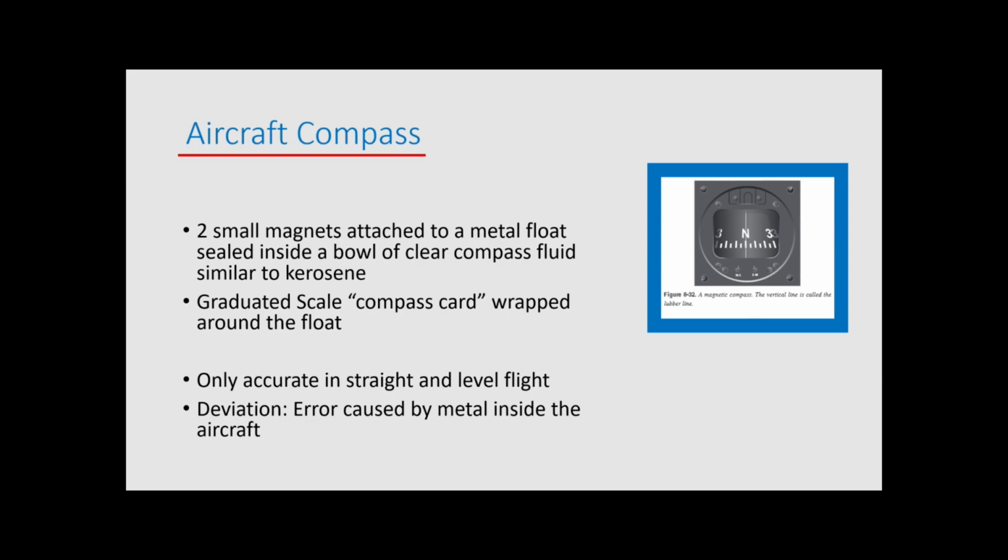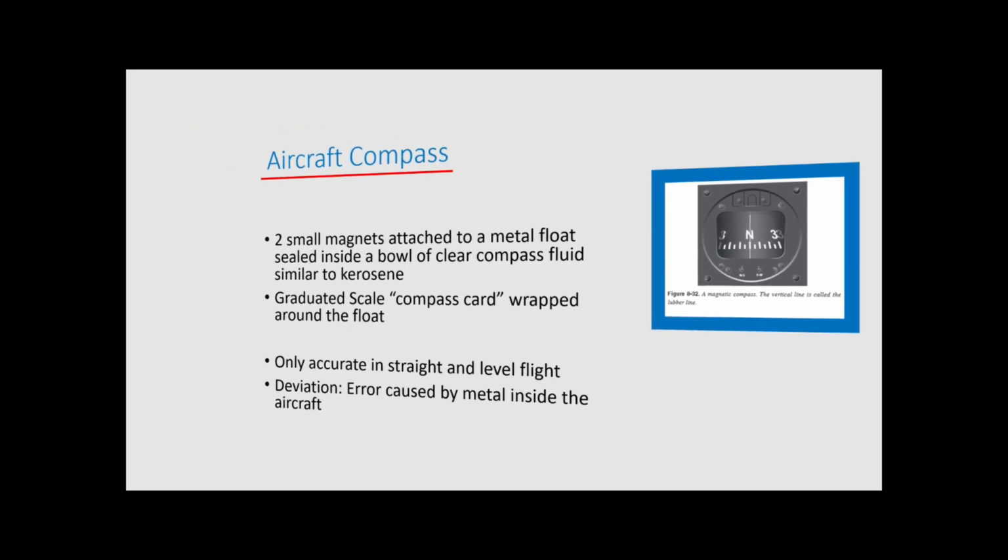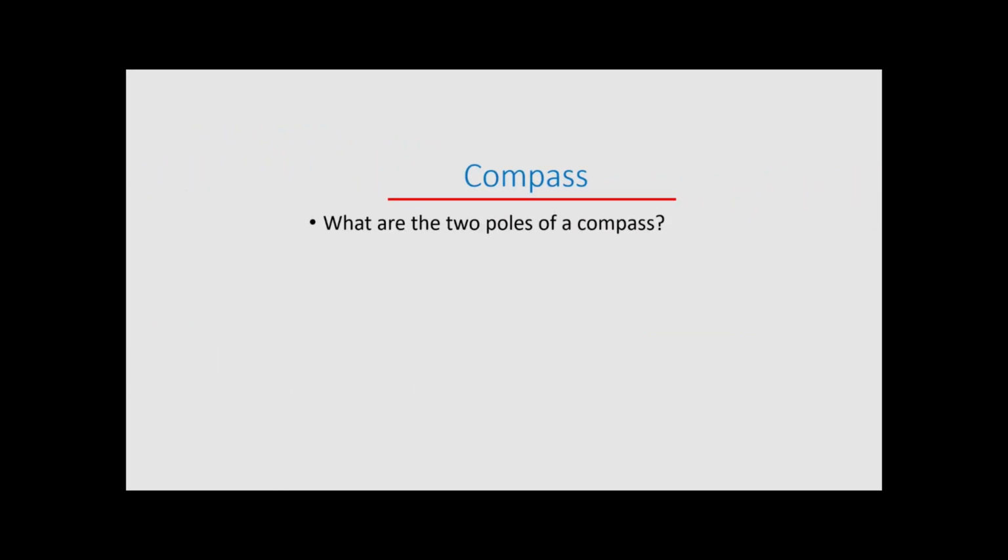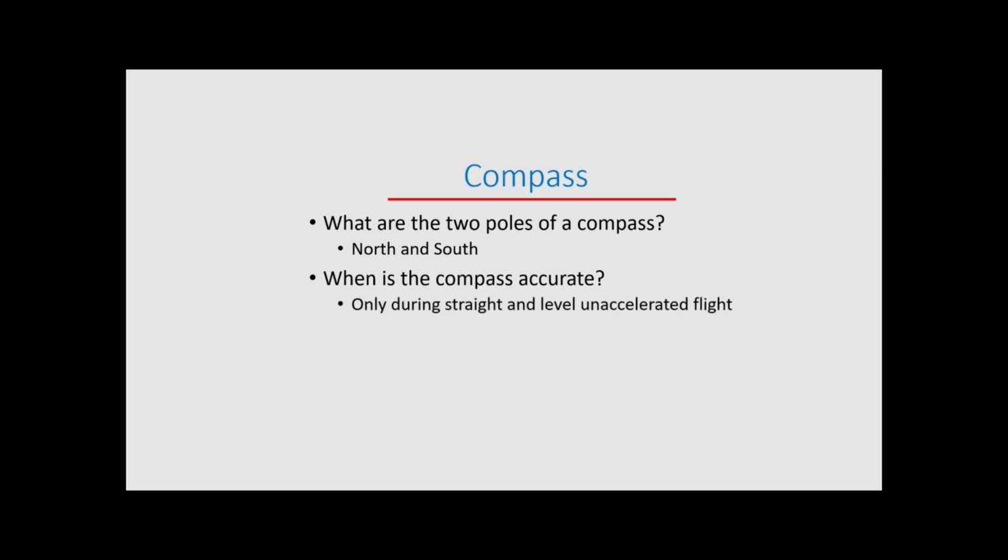The compass consists of two small magnets attached to a metal float sealed inside a bowl of clear compass fluid similar to kerosene. There is a graduated scale compass card wrapped around the float. Remember that the compass is only accurate in straight and level flight, and deviation is error caused by the metal inside the aircraft. What are the two poles of a compass? North and south. When is the compass accurate? Only during straight and level, unaccelerated flight.